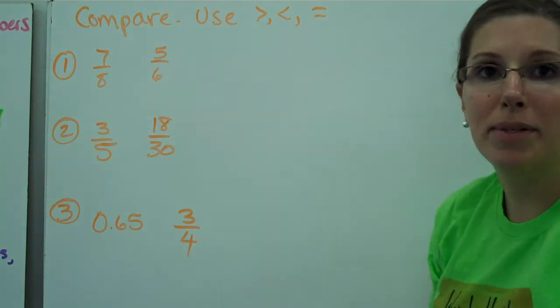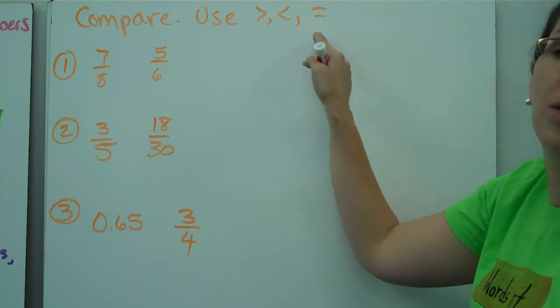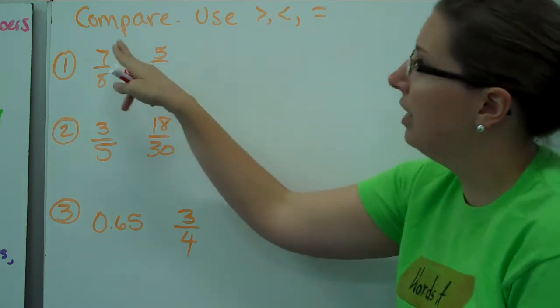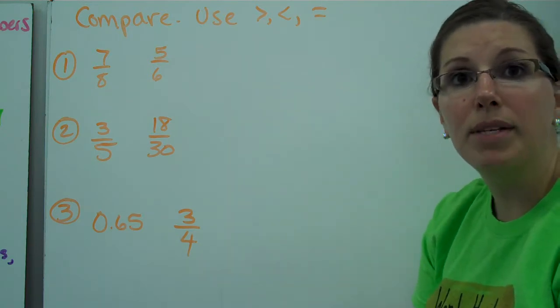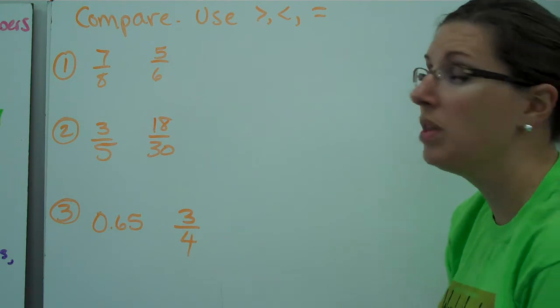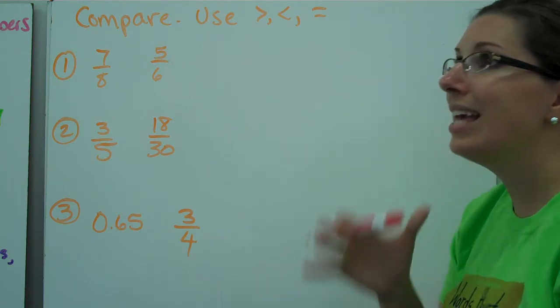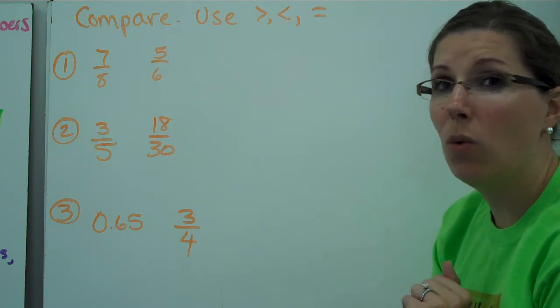So let's do some examples together. It says compare, use greater than, less than, or equal to. So I've got 7/8 and 5/6. My very important concept tells me that I need to have common denominators. So between 8 and 6, my common denominator is going to be 24.